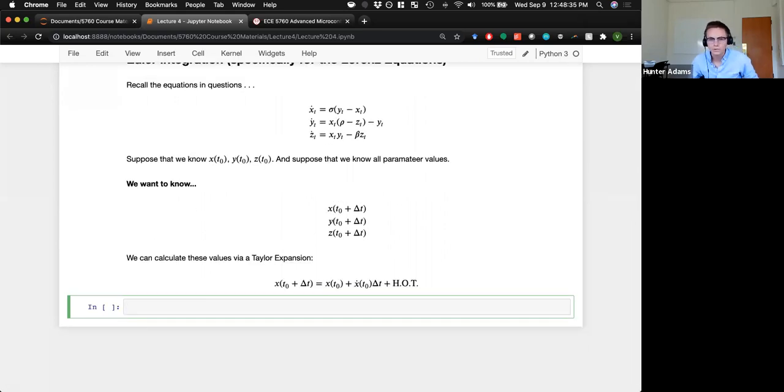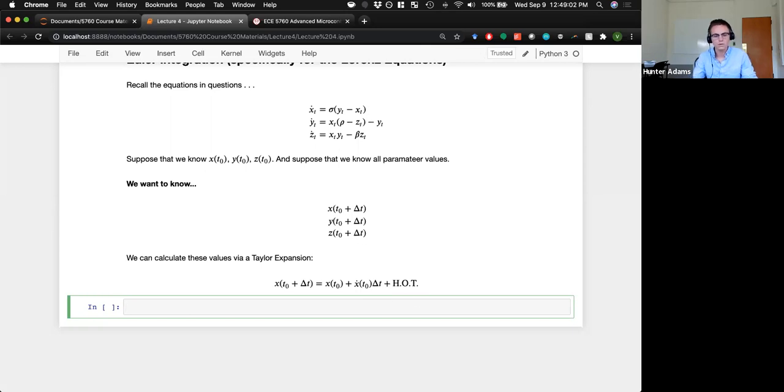Right, you've all seen Taylor expansions before. So the next term, if we were to write it out, would be 1/2 times x double dot times delta t squared, et cetera, for higher and higher orders of delta t. And we're making the assumption that this time step delta t is small enough that everything above linear delta t is negligibly small. So it's small enough that if you square it, the resulting number is so tiny that we can safely ignore it.